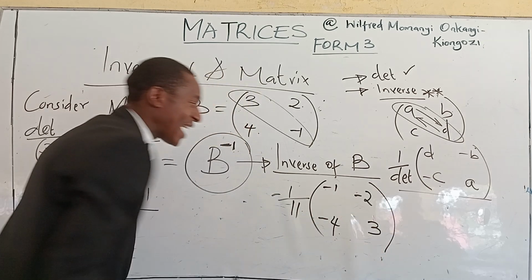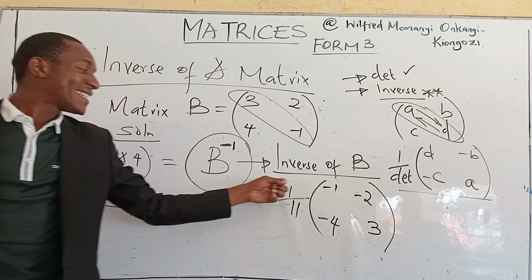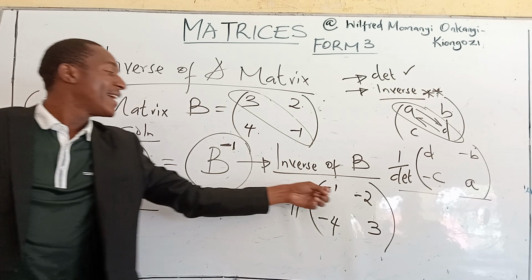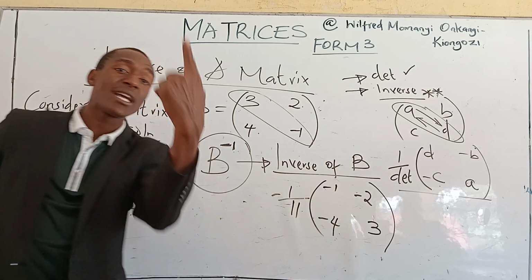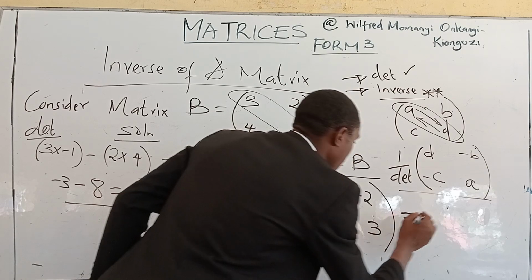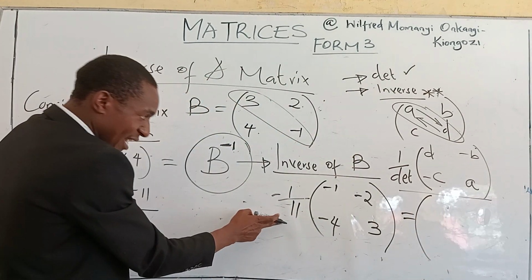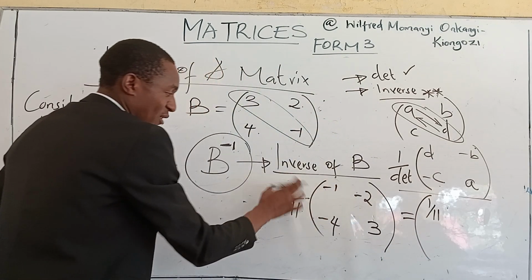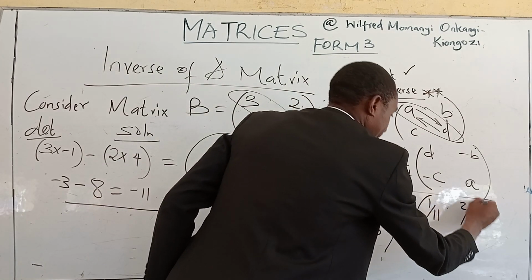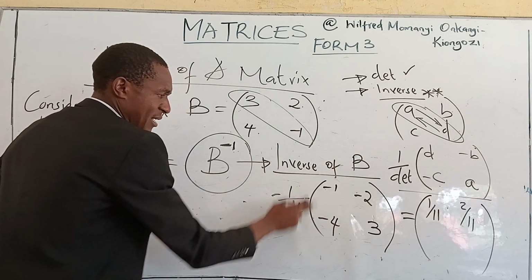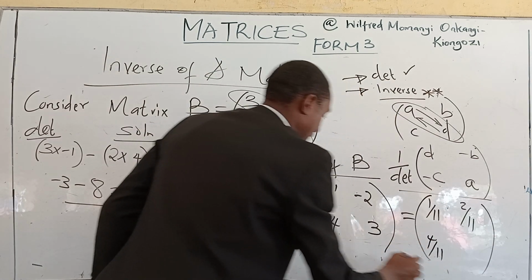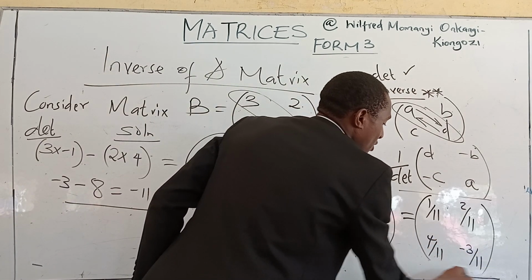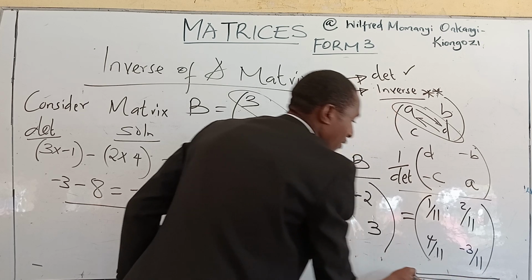You are not done until 1 over determinant becomes a scalar. So you multiply the scalar by the elements inside the matrix to get that inverse matrix. Is equal to negative 1 over 11 times negative 1 is 1 over 11. Negative 2 times negative 1 over 11 is 2 over 11. Negative 4 times this one, you get 4 over 11. And finally, 3 times this one is negative 3 over 11. So this one is an objective achieved.